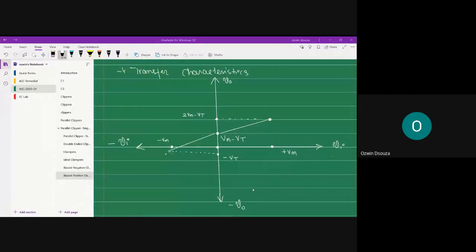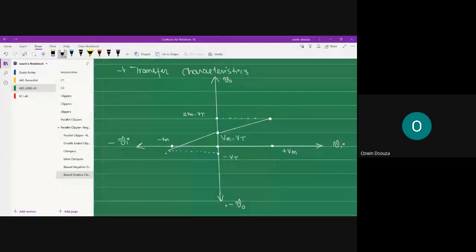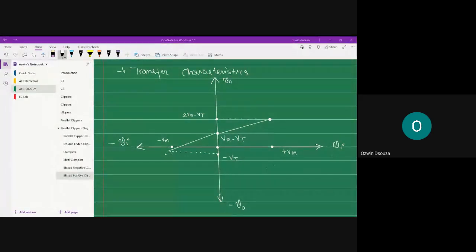So soon after this class, I will circulate a quiz. One I have already circulated, which is based on the biased negative clamper. So today I'm going to circulate the biased positive clamper quiz. By tomorrow morning, you are supposed to complete it. Any doubts? If you have any doubts, you can just let me know.